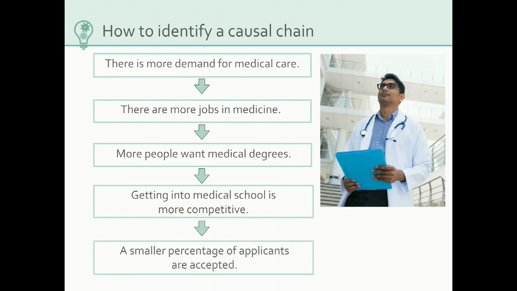In this causal chain, the main cause is the demand for medical jobs, which leads to the next effect, and so on. The final effect is that it appears harder for people to get into medical schools.